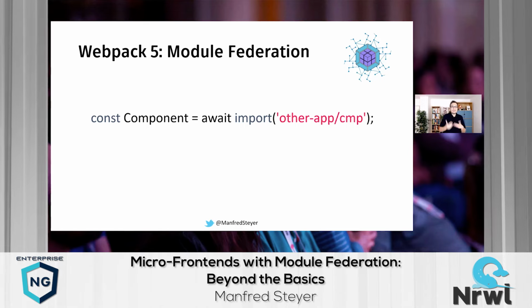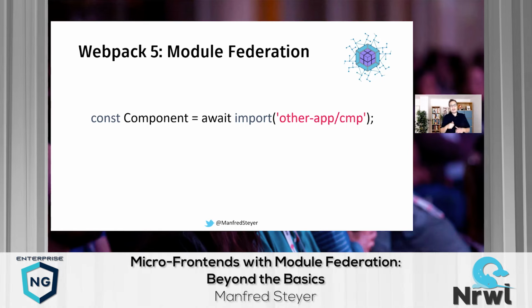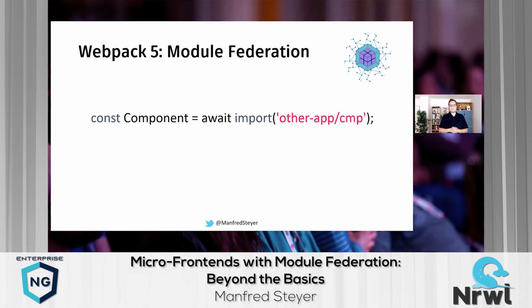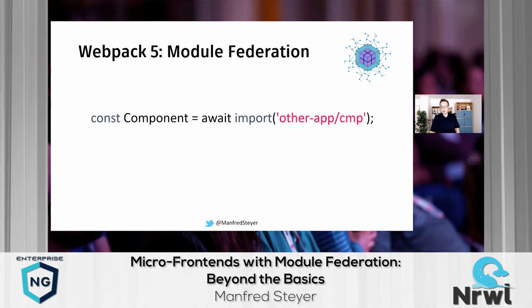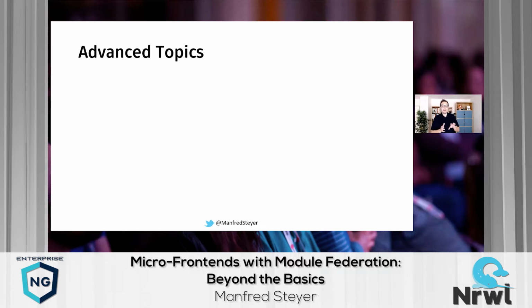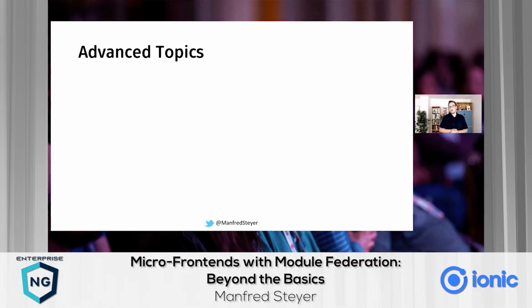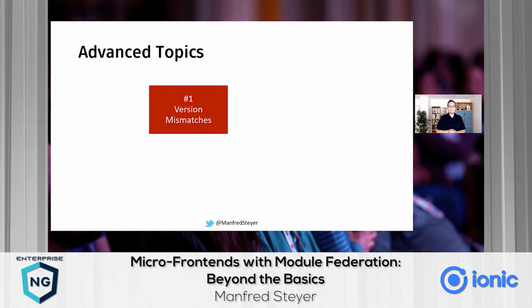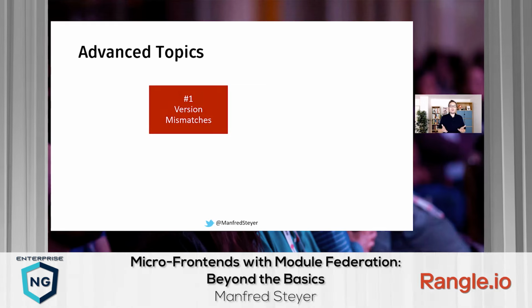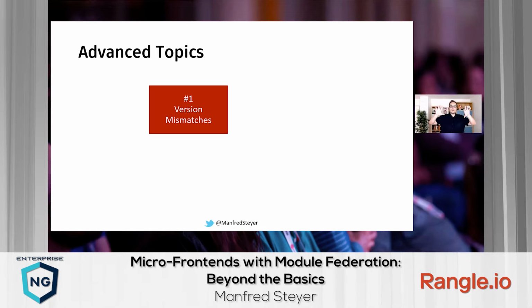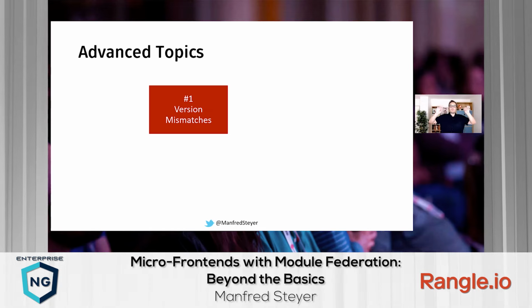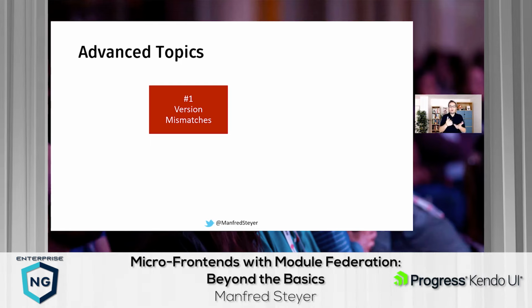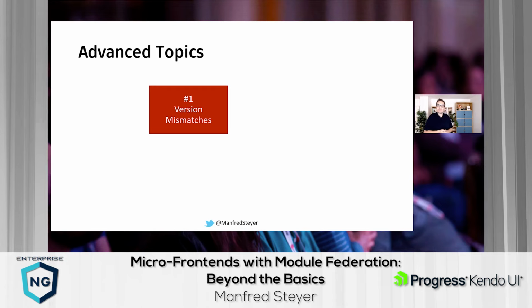However, if you start dealing with module federation, a lot of advanced questions will come up quite quickly. And this is what this talk is about. In this talk, I will cover several advanced topics. For instance, I'm going to start with version mismatches. What happens if you load different micro-frontends and all those micro-frontends use different versions of the same library? How can we resolve such a conflict?